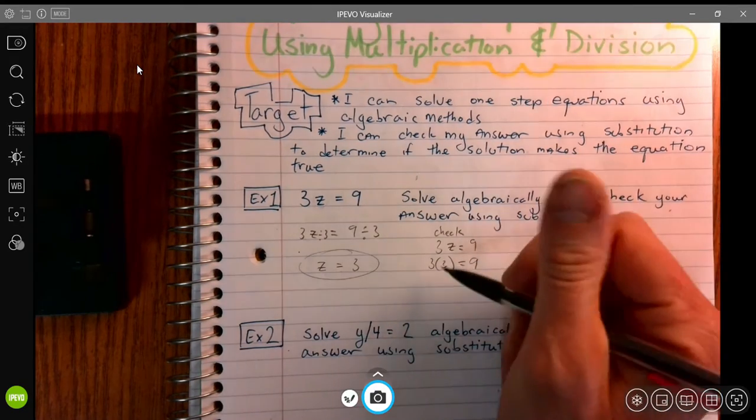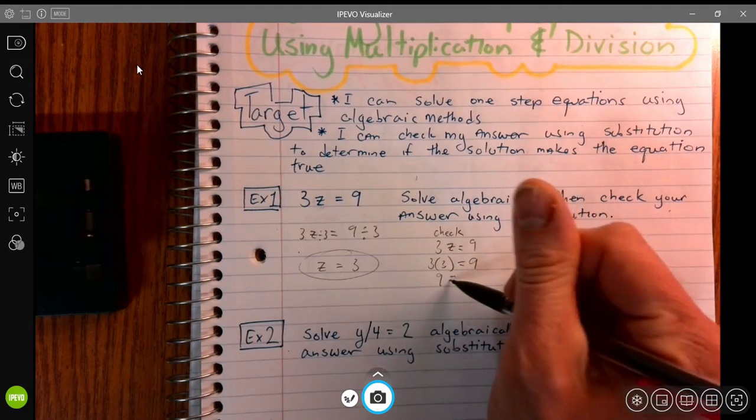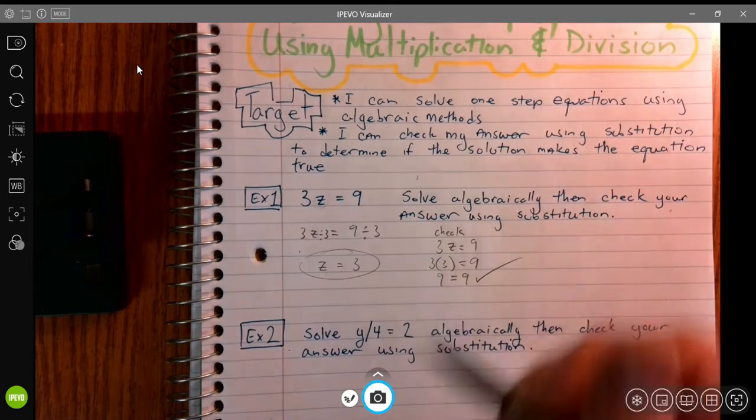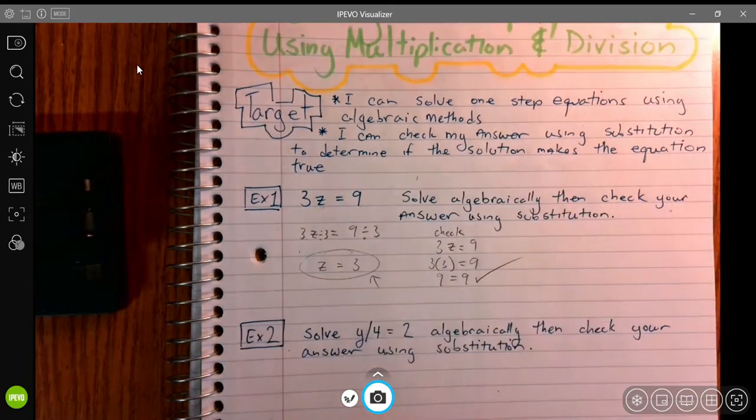And 3 times 3 is 9. And is 9 equal to 9? It sure is. So we know that we got the correct solution. Good job. All right, let's take a look at another one.